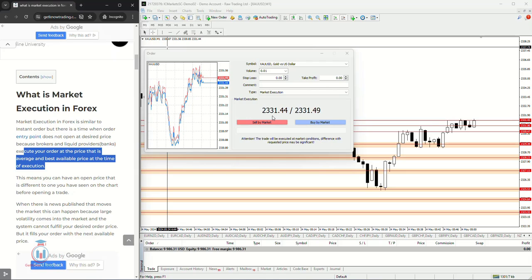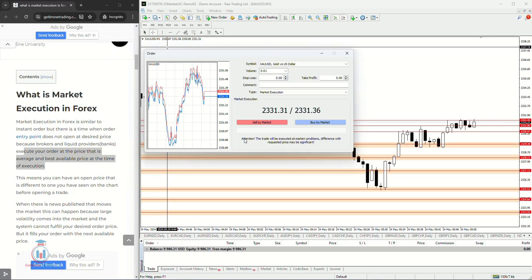So this is one of the issues. What could happen? And this is the message that tells what you can expect, which means when you send a request, the broker sometimes can take 1 to 3 seconds to fulfill your order and open the order at the market price, which is different at that time. So this is a message how they protect themselves if that happens.